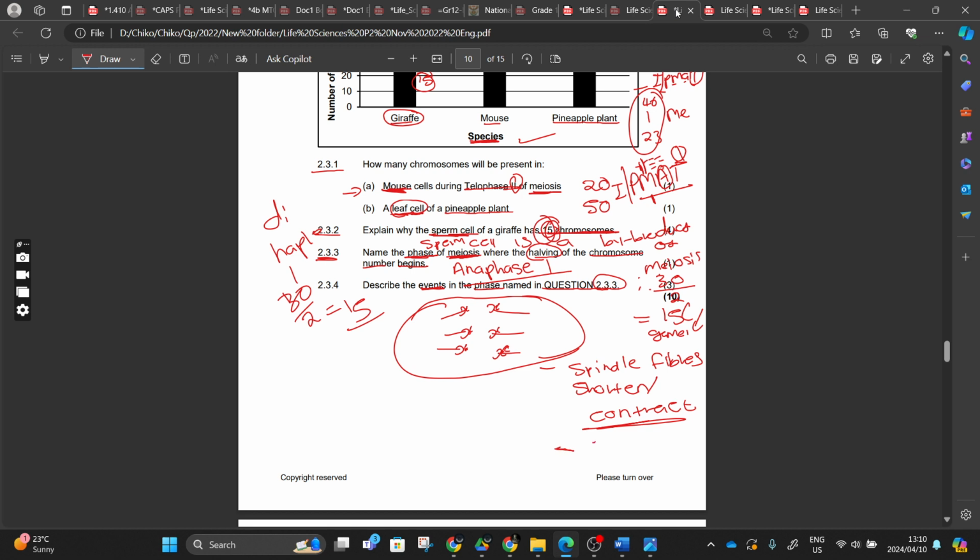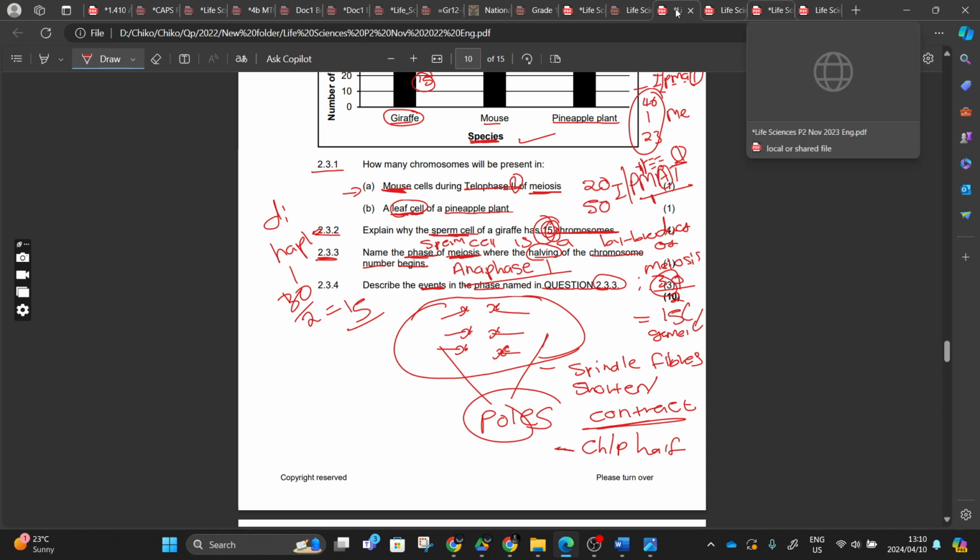and then you say the chromosome pairs will be halved, moving to the opposite poles, right? Write that: moving to the opposite poles. So if you say this, you are going to have your 3 marks, right? So I understand you know that.